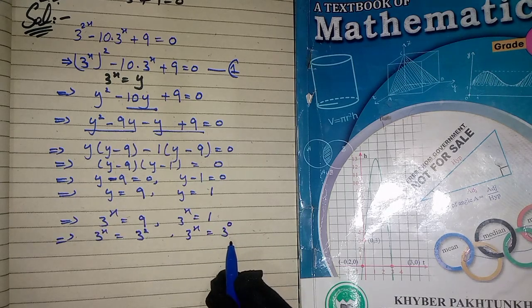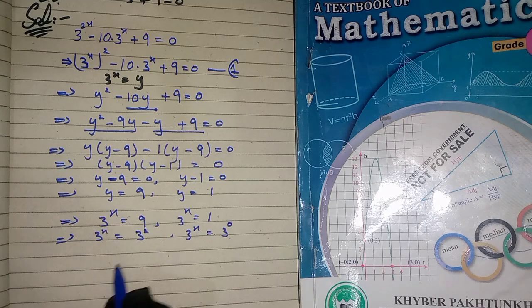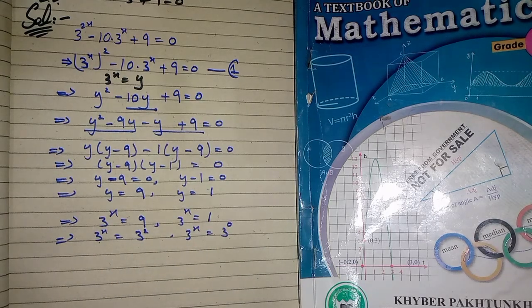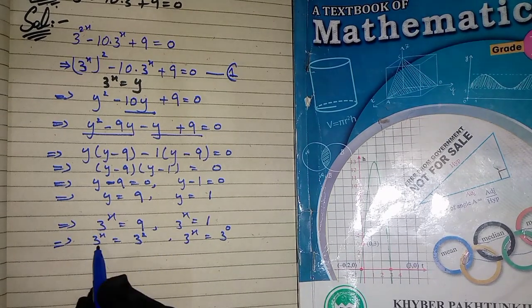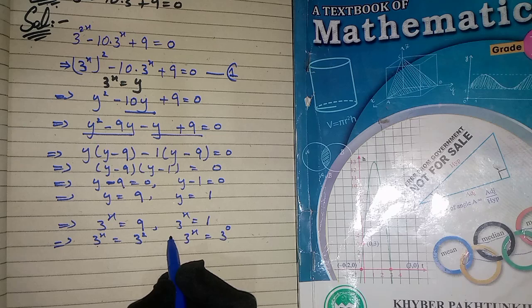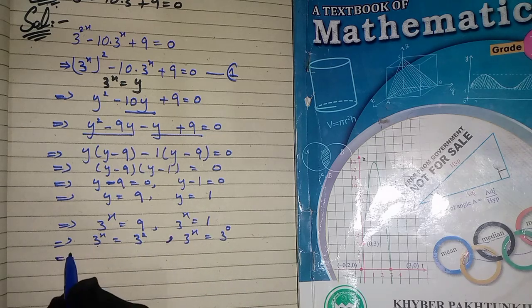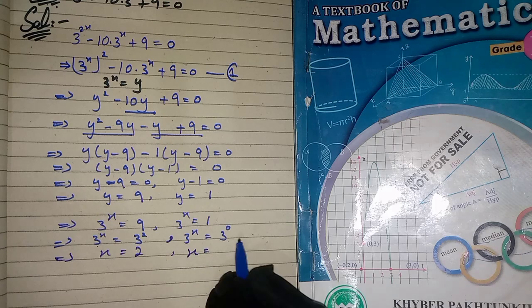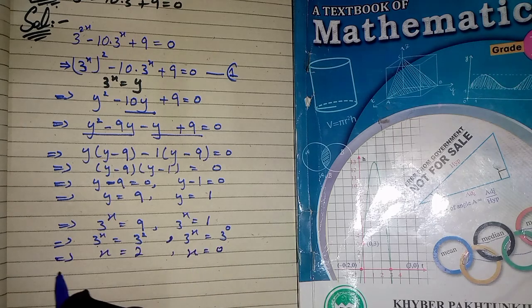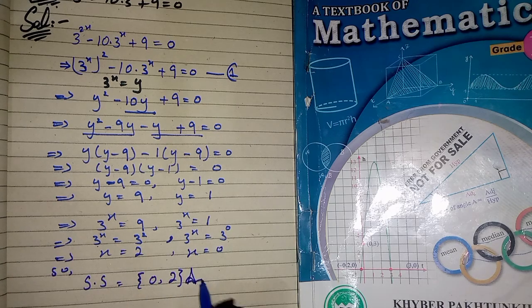Every number having power 0 is 1. Now we compare. Here the base is same. We compare the power. X is equal to 2 and x is equal to 0. So solution set is equal to 0 and 2.